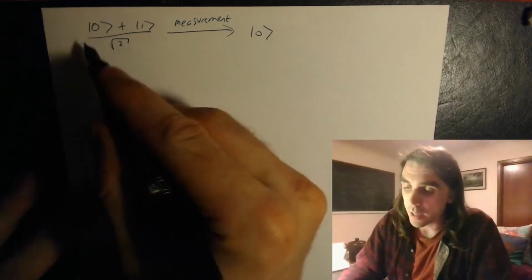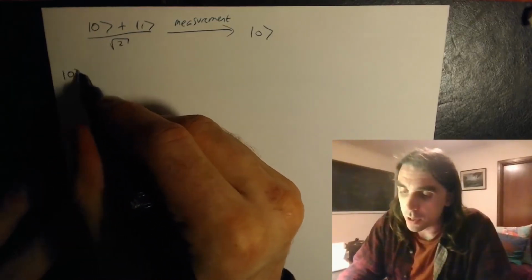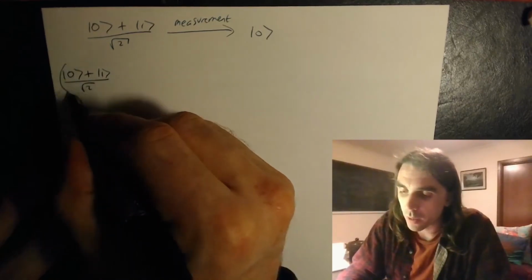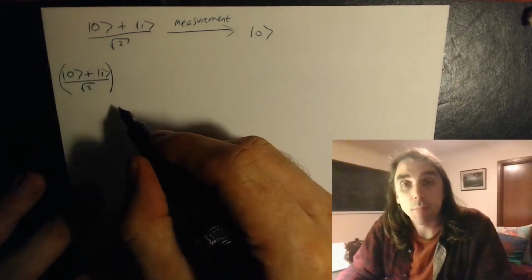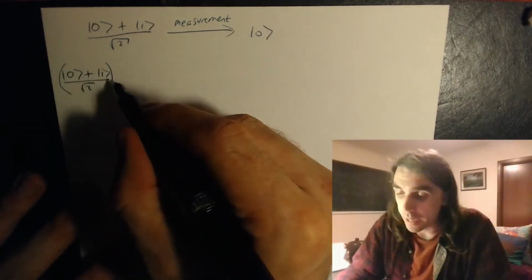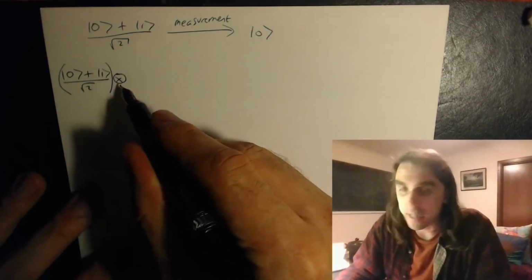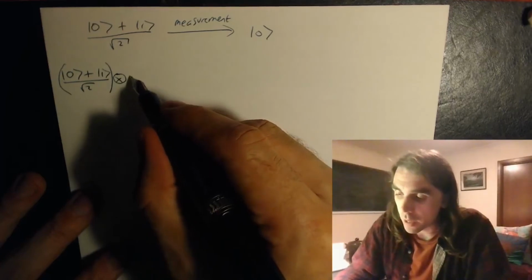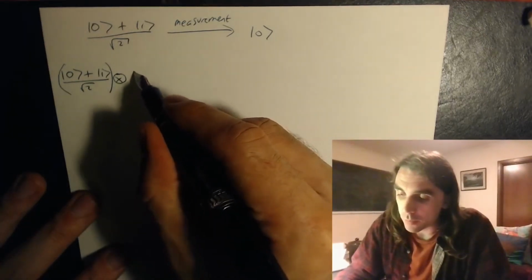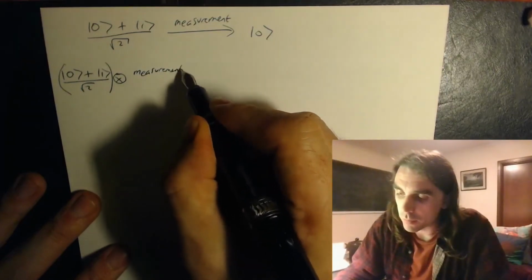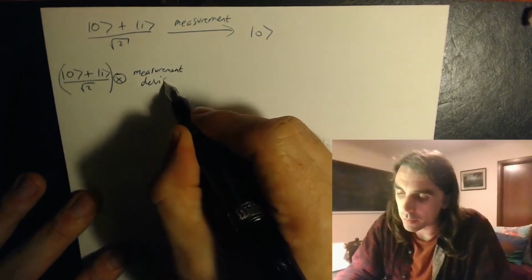We can say we start off in this state as before, (0 + 1)/√2. But we have a measurement device there which just hasn't made a measurement yet. So let's write a kind of special multiply sign. Actually, this is what's called a tensor product. And there's a measurement device.